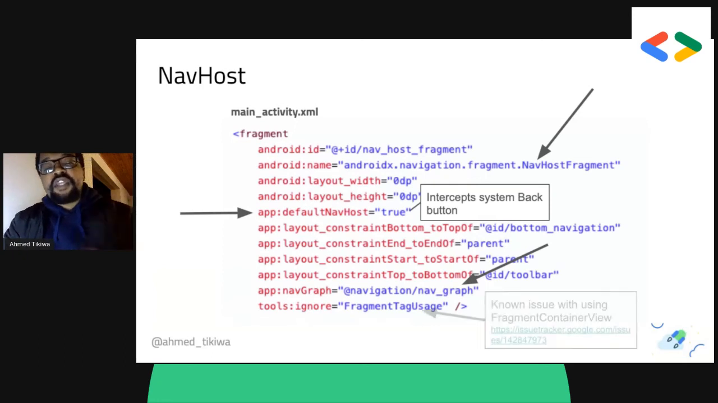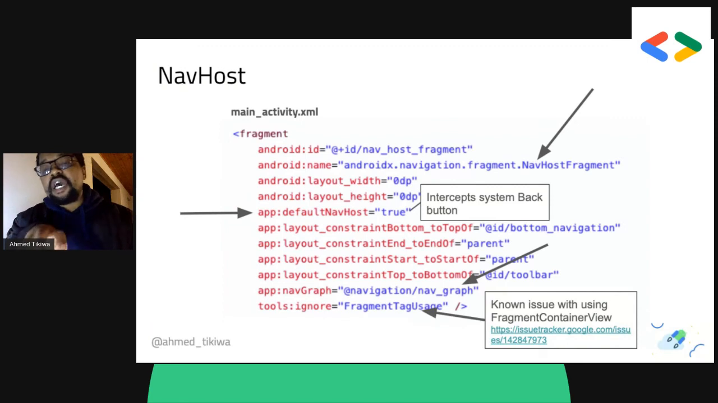And then there at the bottom there, the fragment tag usage. So this is one of the issues that I encountered during the hackathon. The recommended way is to basically use the fragment container view instead of fragment. But currently there is a known issue with trying to use fragment container view and having navigation working. So this is basically just an override until that known issue, which I've tagged there, is actually resolved.